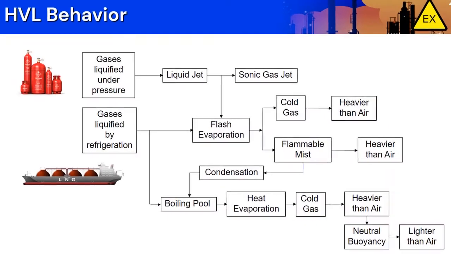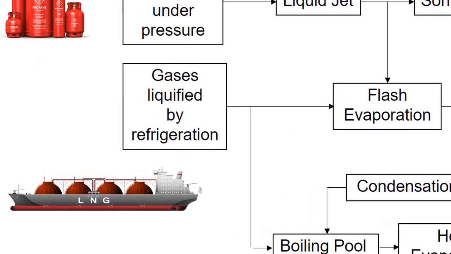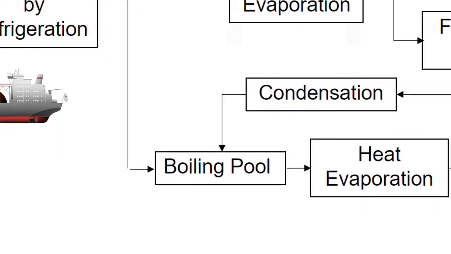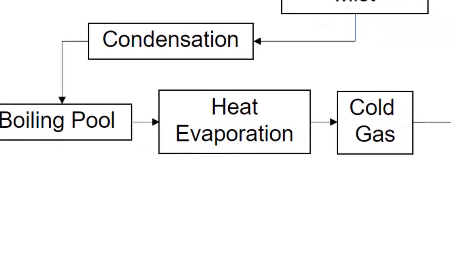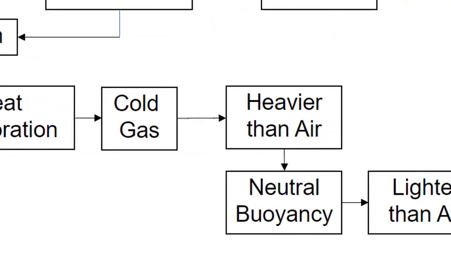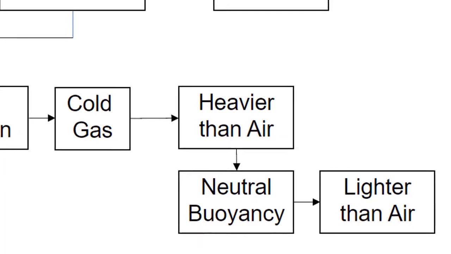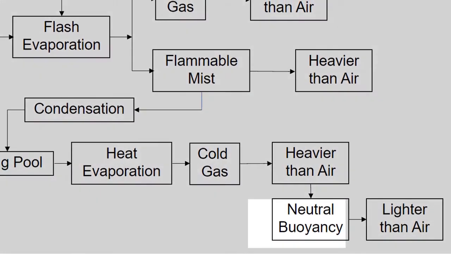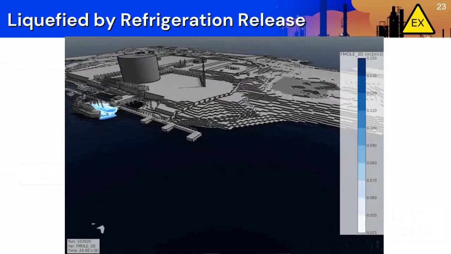A liquefied petroleum gas, or LPG release, may include both gas and liquid phases. The complex interaction of thermodynamic effects and mechanical interactions may further lead to droplet and a boiling pool formation. The boiling pool will create a heavier than air cold gas vapor mist due to the rapid rate of pool evaporation. As the vapor cloud warms to ambient temperatures, the vapor cloud will become neutrally buoyant and eventually lighter than air. Here we have a simulation of an LNG release from a tanker ship.